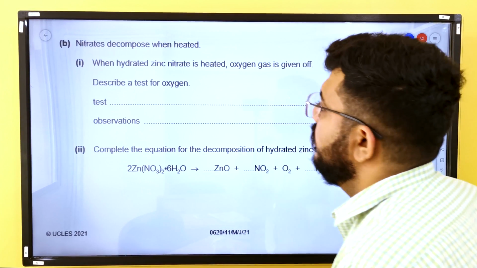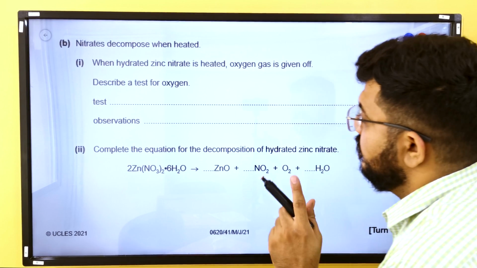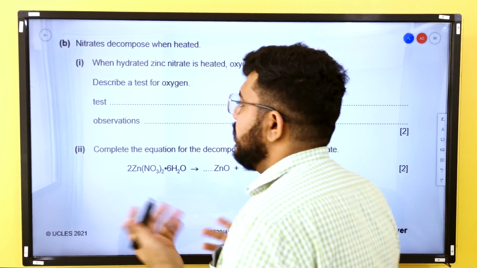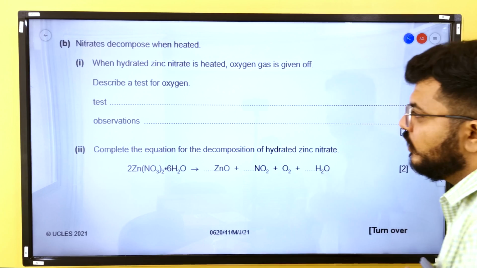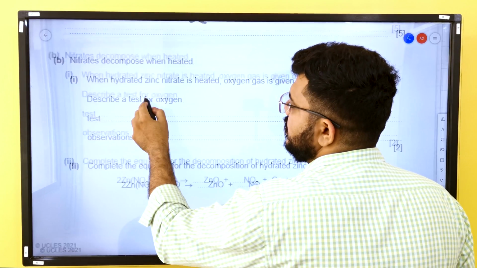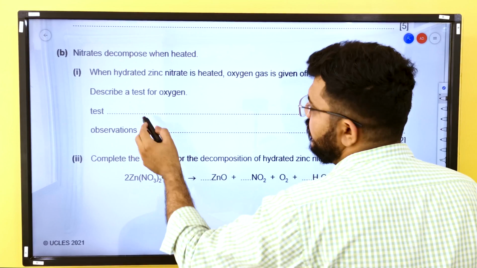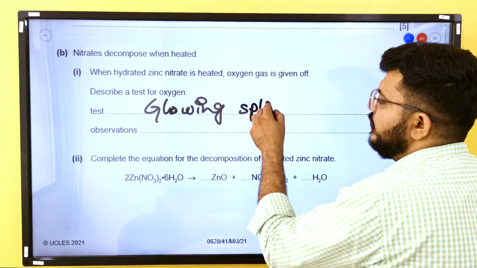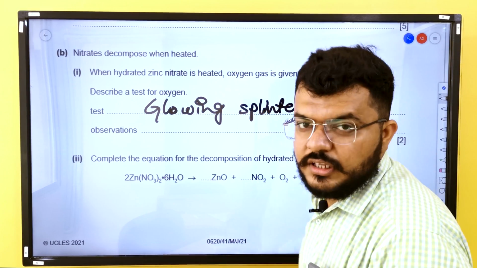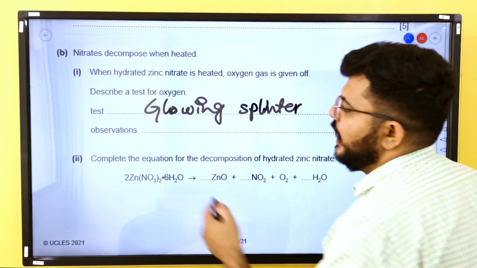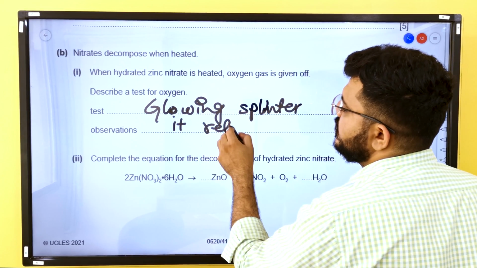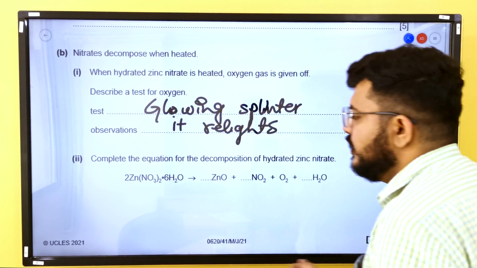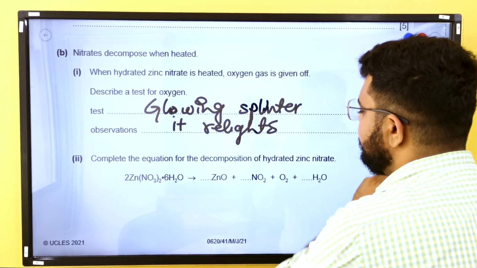Nitrates decompose when heated. When hydrated zinc nitrate is heated, oxygen gas is given off. Describe a test for oxygen. Oxygen is the supporter of combustion. So the test is of a glowing splinter, right? We'll take a glowing splinter near the oxygen, right? What will happen? It relights, right? Glowing splinter relights. Complete the equation for decomposition of hydrated zinc nitrate.